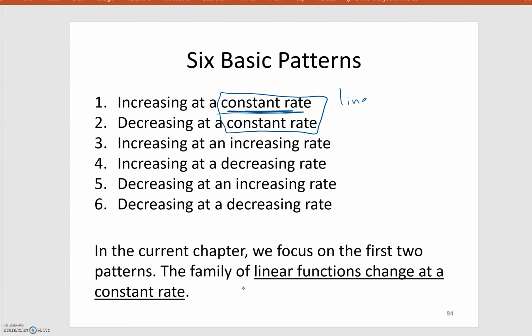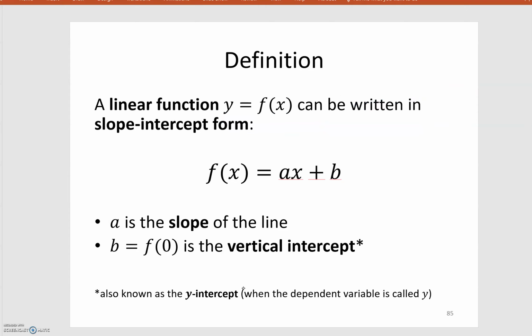Linear is constant rate. Okay? Increasing or decreasing at a constant rate. So with that in mind, let's look at the most basic form of a linear function.